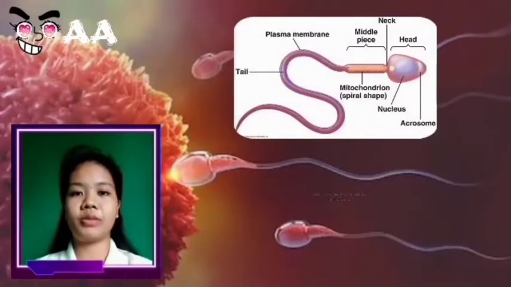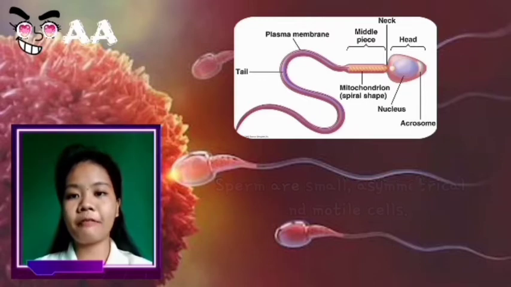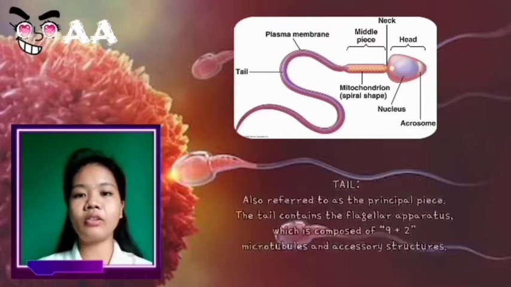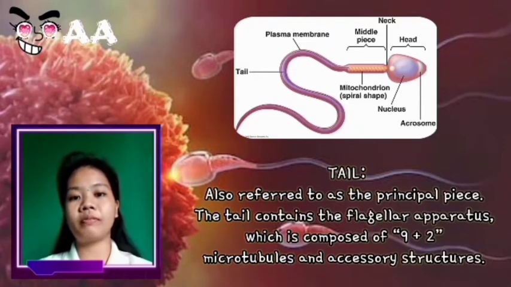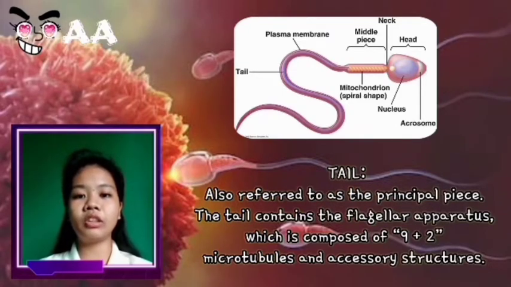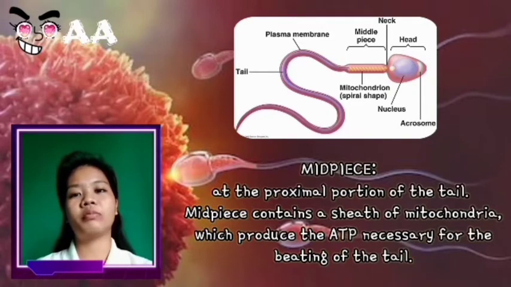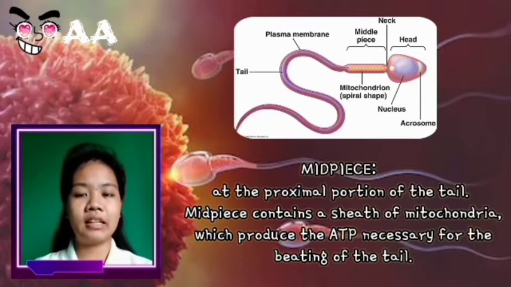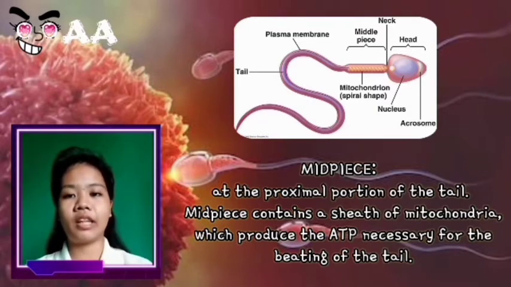Sperm cells are the smallest human cell. They have 3 components. First is the tail. The tail contains the flagellar apparatus, which is composed of microtubules and accessory structures. The sliding of the microtubules is powered by the protein dynein. Next, we have the midpiece. It is located at the proximal portion of the tail. The midpiece contains a sheet of mitochondria that produce the ATP necessary for the tail.